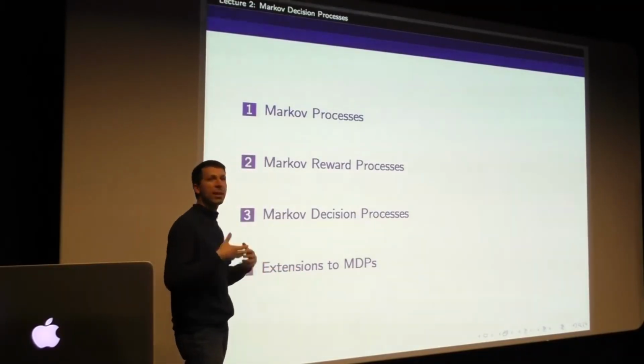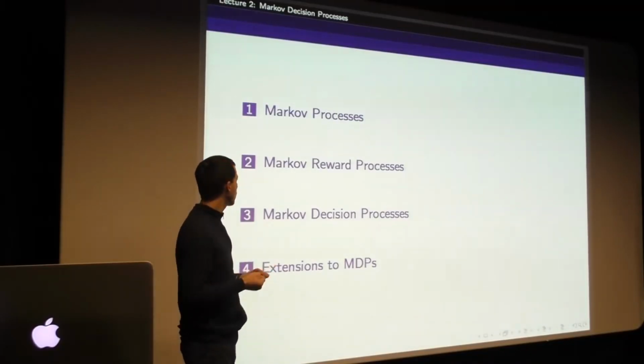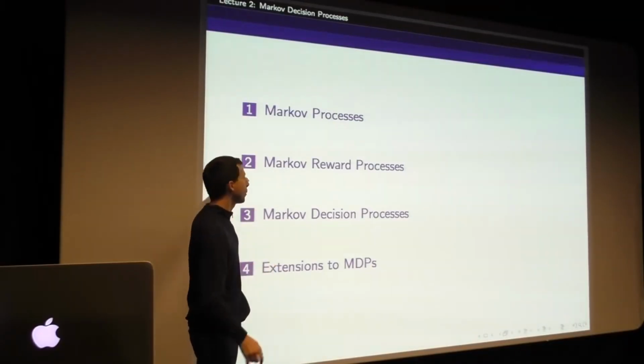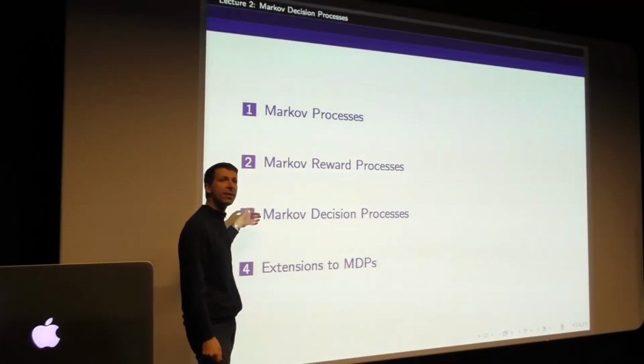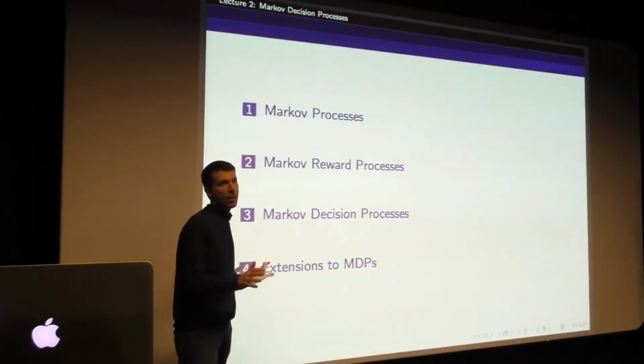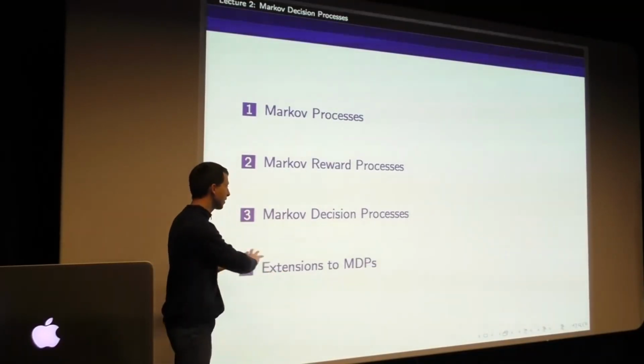And then we'll start to introduce some of the perhaps less familiar ideas which are essential to reinforcement learning. First of all, by adding rewards in to give a Markov reward process, then by adding actions in to give a Markov decision process, and finally we probably won't have time to actually talk about them, but they're in the lecture notes for those of you who are interested.